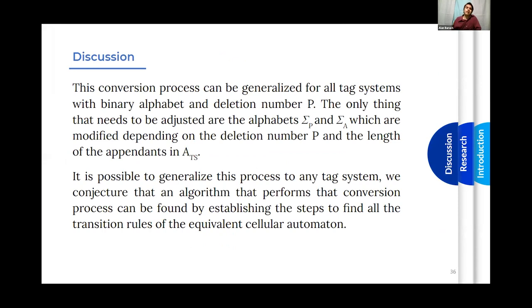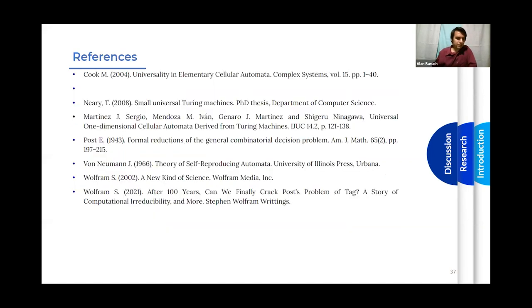And for discussion, this conversion process can be generalized for all tag systems with a binary alphabet and deletion number P. We only have to use the alphabet for deletion depending on the deletion number P, and appendance depending on the length of the appendance. And it's possible to generalize this process to any tag system. We conjecture that an algorithm that performs this conversion can be found by establishing the steps to find all the transition rules of the equivalent cellular automaton. And we have this reference.